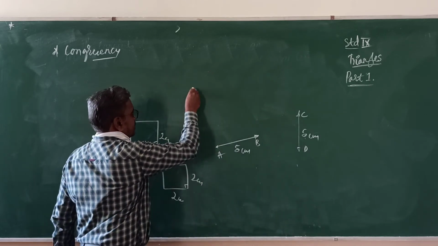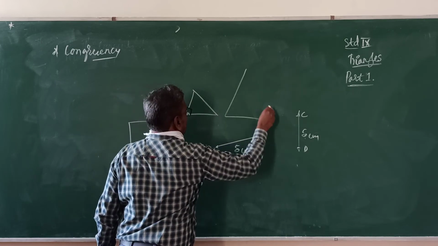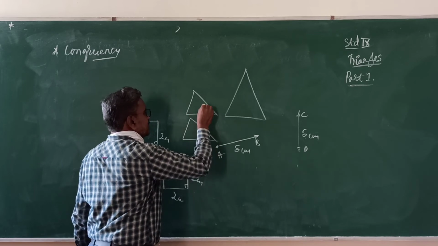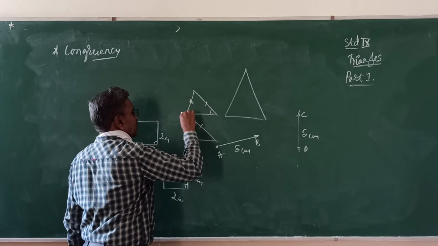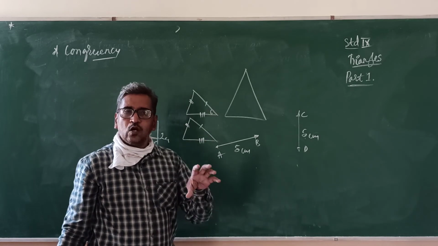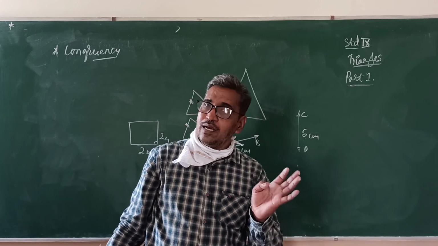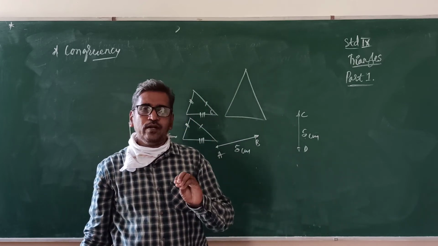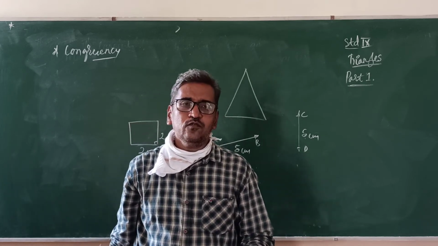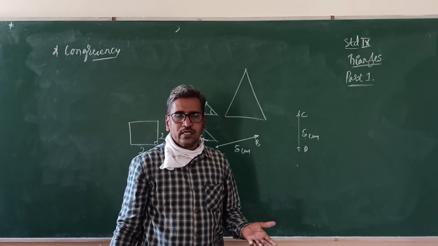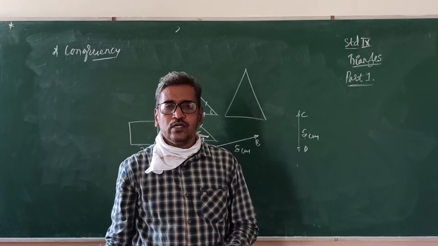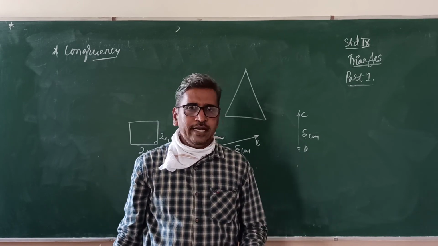Take two equilateral triangles, one of this size and another of that size. These are not congruent, though both have angles of 60 degrees. Only if the sides are also equal are they said to be congruent. When the corresponding parts of two objects are equal, then they are said to be congruent figures. This year you are studying congruence of triangles. Some axioms and postulates we have to study next.